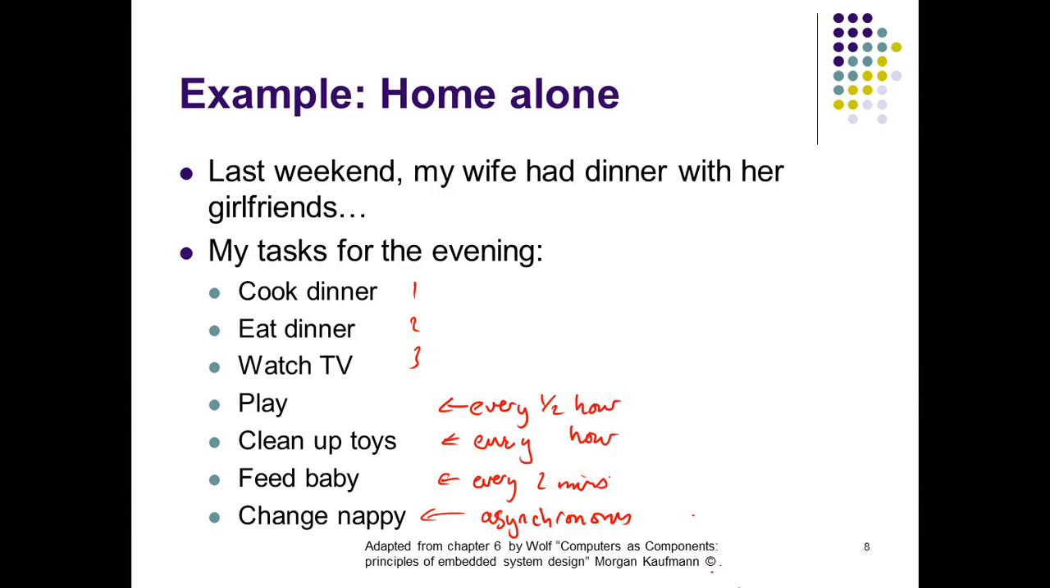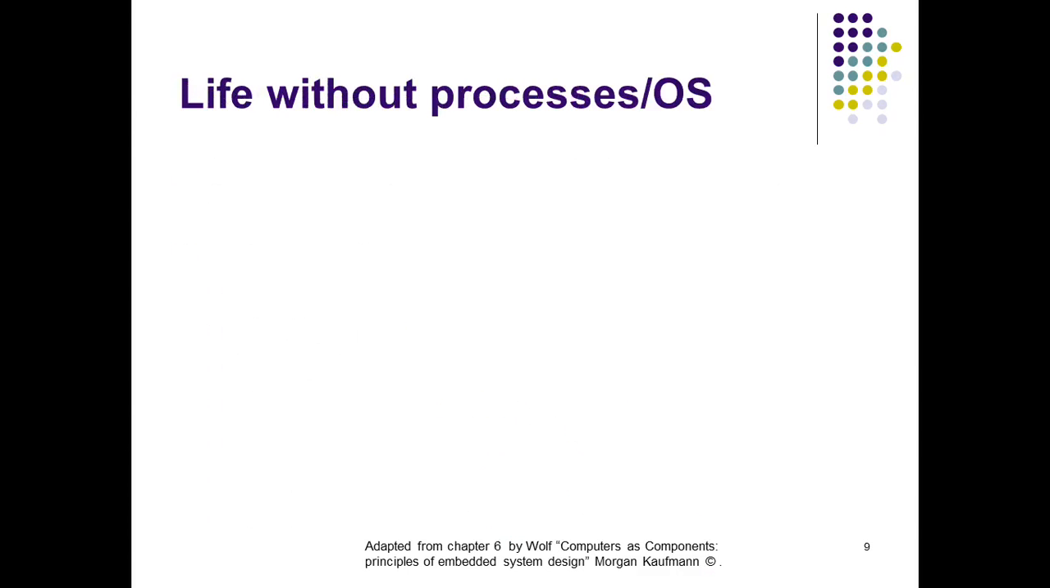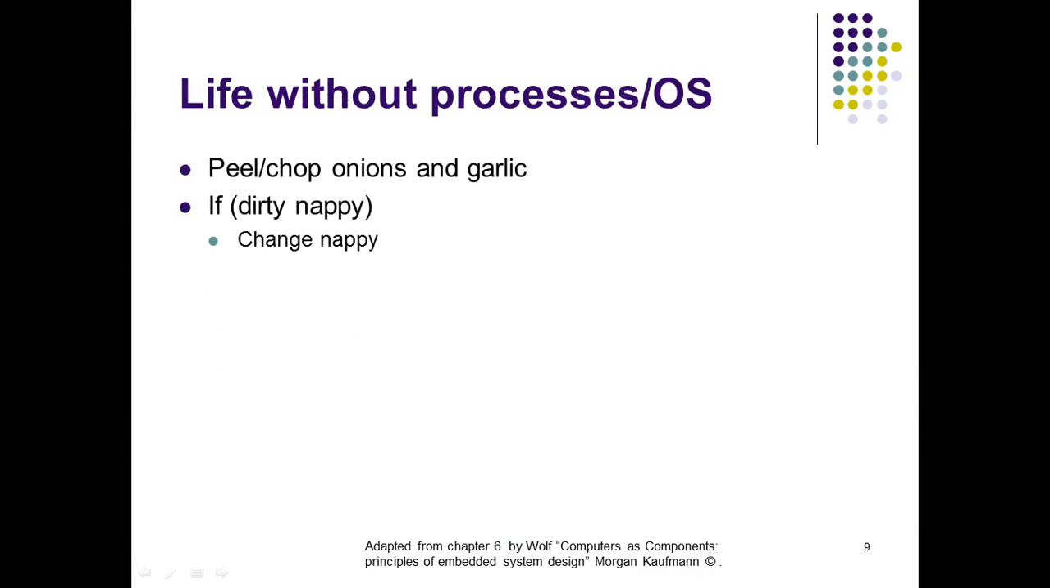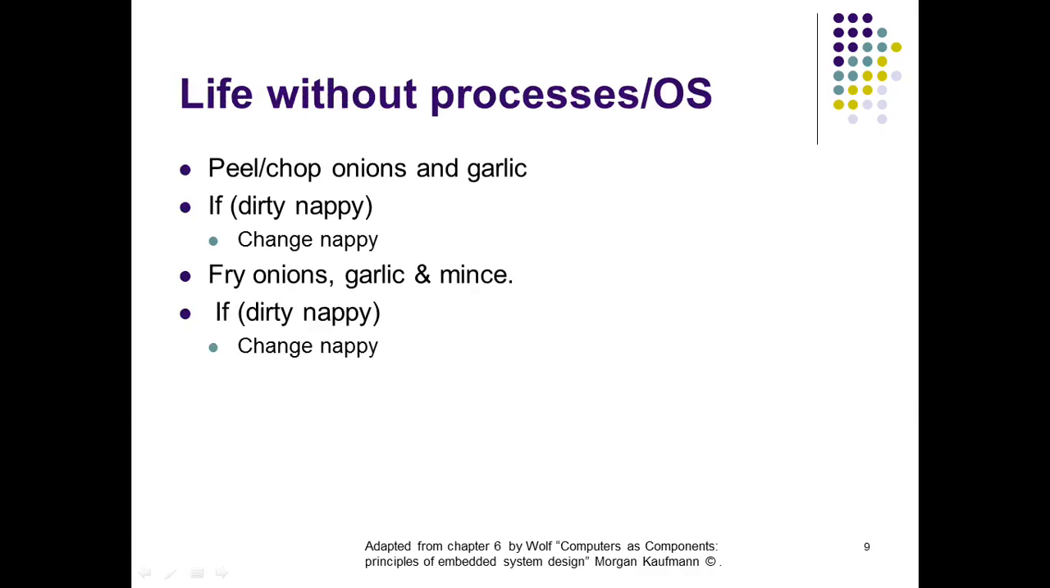Right. Suppose I wanted to schedule my evening and plan it, and I wanted to write a single bit of code to do this. You can imagine that this is actually quite difficult. Without processes, I'm trying to write a single plan for the evening and make sure nothing goes wrong. First up, I'm making my dinner, peeling and chopping my onions and garlic, getting ready. But I have to constantly check: is there a dirty nappy? If there is, I've got to change it, otherwise I can continue cooking, then check the nappy again.